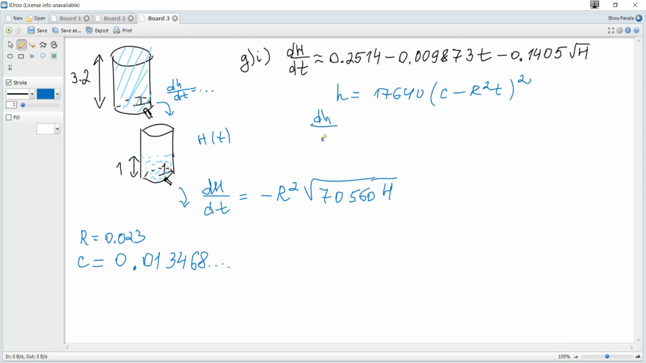And we need rate of change, dh over dt. So we should what? Differentiate with respect to time. And you can see it's something squared. And how to differentiate it? Using chain rule.